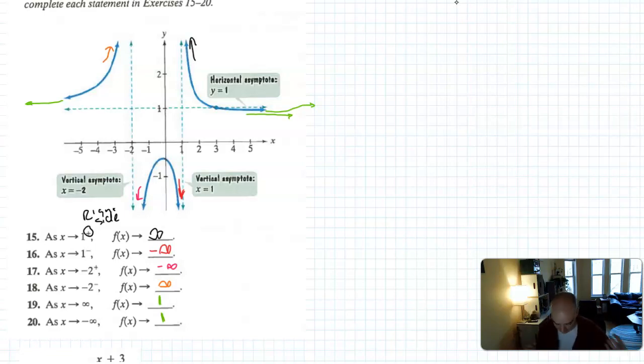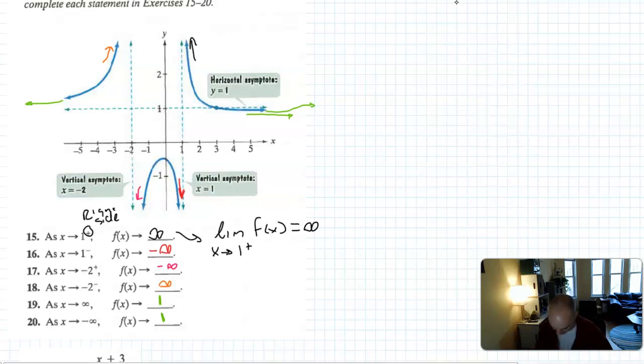Talking about the end behavior in asymptotes using this kind of limit notation. If we were to use formal limit notation, just to maybe take this one as an example, we would write the limit as x approaches 1 from the positive direction of f of x, and that we would say equals infinity. So that's how we turn this statement, like in 15, into limit notation.